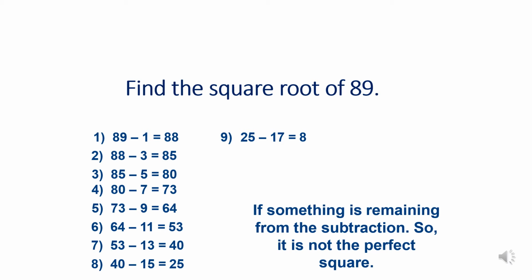But remember, we can find the square root of 89 in the form of decimals using the method known as the long division method, which we will learn later on. Hopefully you have understood the particular method which is known as the repeated subtraction method.